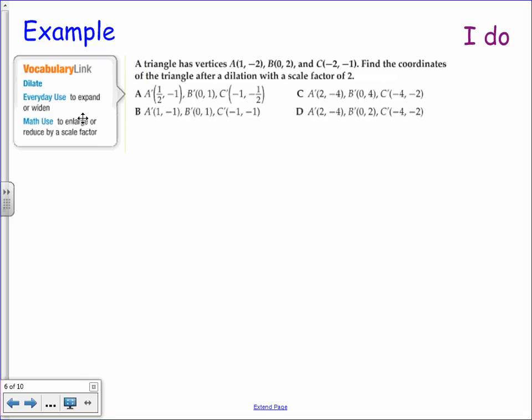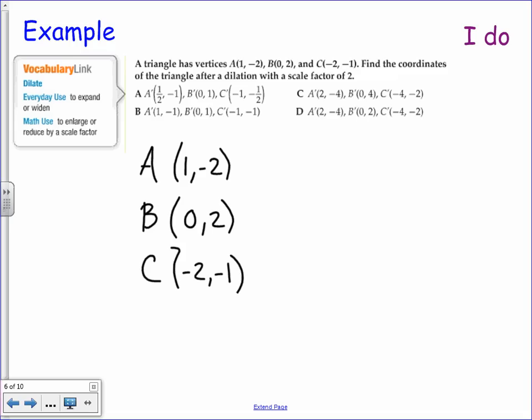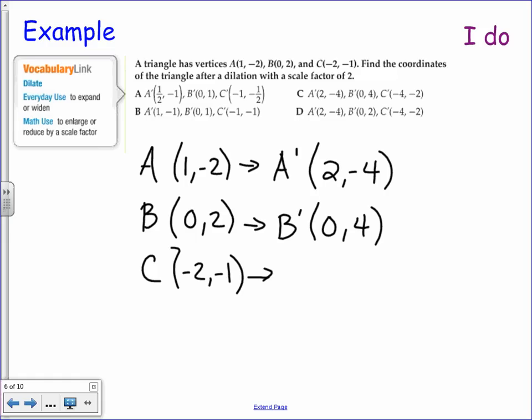Okay, so how do I solve this problem? It's asking us what would be the new coordinates if I have a scale factor of 2. So I would plot A(1, -2), B(0, 2), and C(-2, -1), and I want a scale factor of 2. So my new A prime would be multiplying 2 to both 1 and -2, so I would have my A prime as 2, -4. My B prime would be at 0, 4, and my C prime would be at -4, -2.